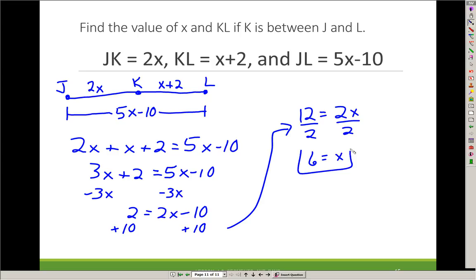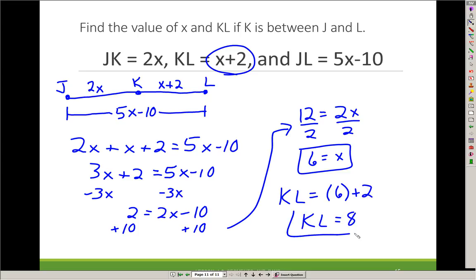That's our first answer. And then measure of segment KL. KL is x plus 2. It's x plus 2, which is 6 plus 2, which is 8. So, draw it, label the parts. One part plus another part equals the whole thing. Solve it. Be careful. Hopefully you won't make a mistake like I did there. Hopefully you caught that and made your corrections. Solve for x, and then make sure you answer the whole question. They wanted x and KL.